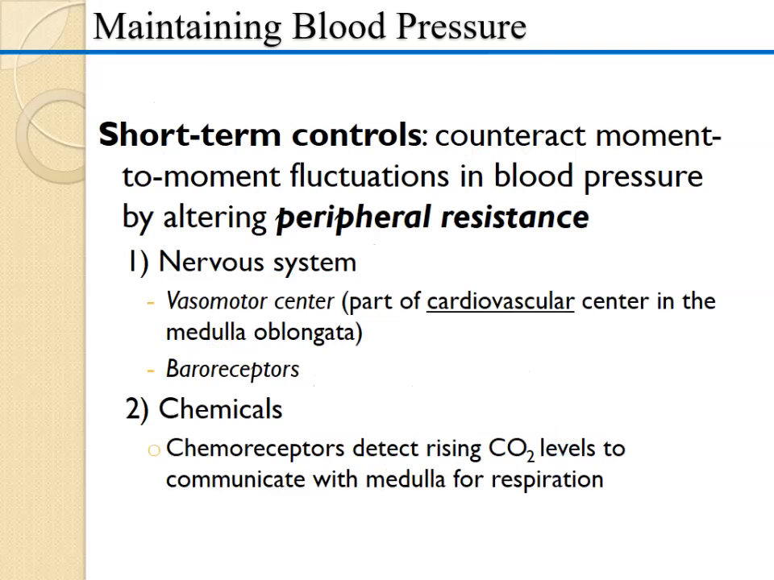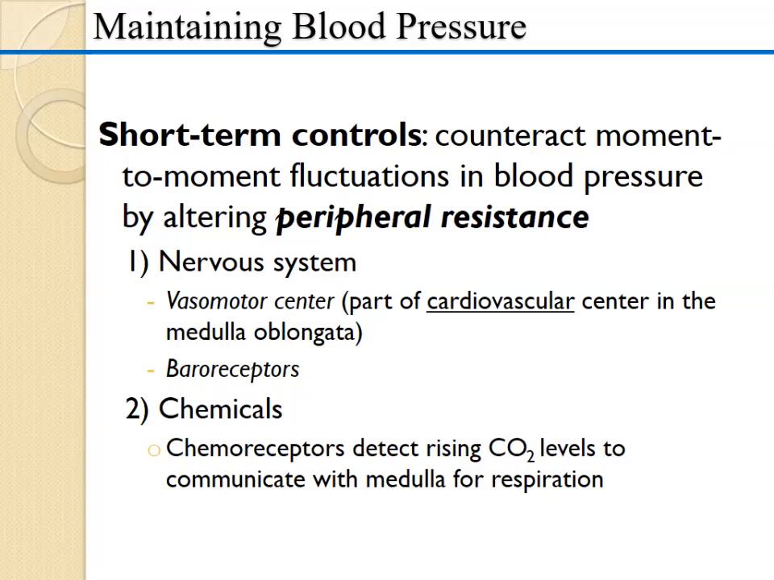Short-term controls: the nervous system, the vasomotor center in the medulla oblongata, and baroreceptors. These are short-term controls. The peripheral resistance is mainly controlled locally in the vessels as it needs to. So these are other controls that are mentioned.